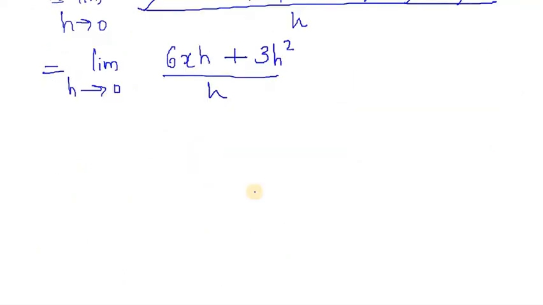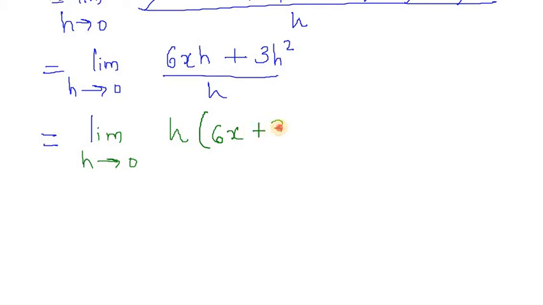Okay. Now in the numerator, if you observe, I have a common factor. What is that? Take h common. What is left? 6x plus 3h whole thing divided by h. Can cancel h. So h got eliminated.